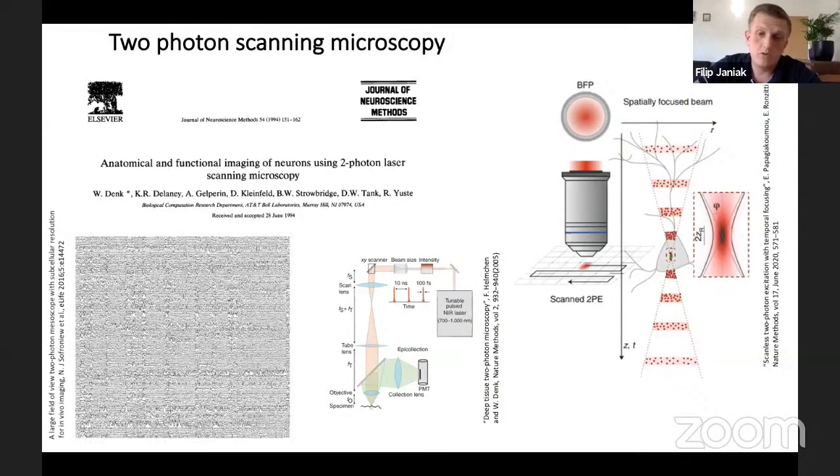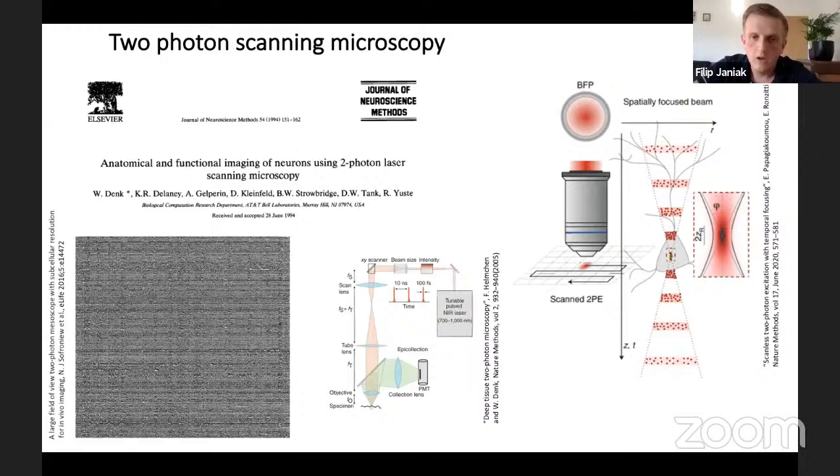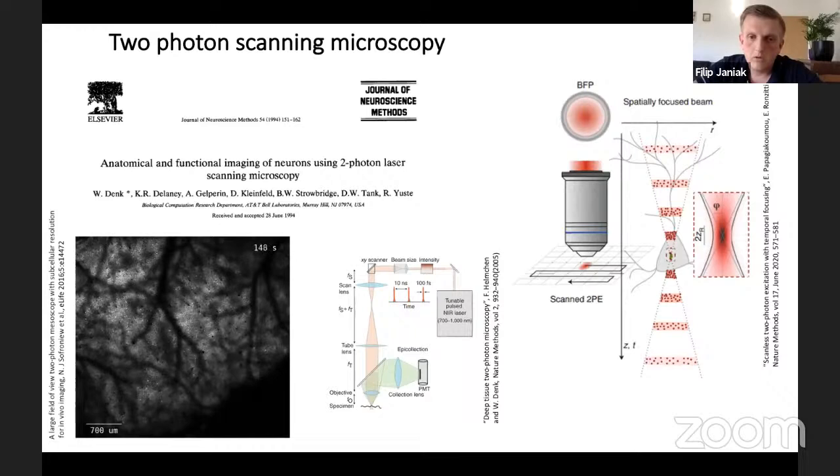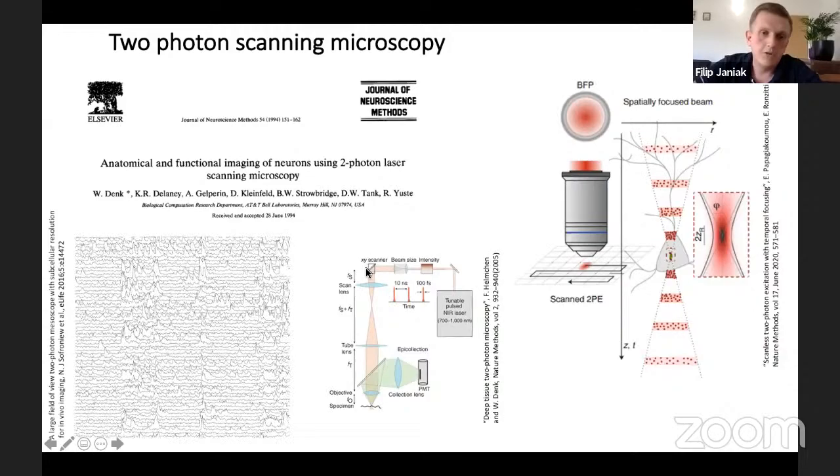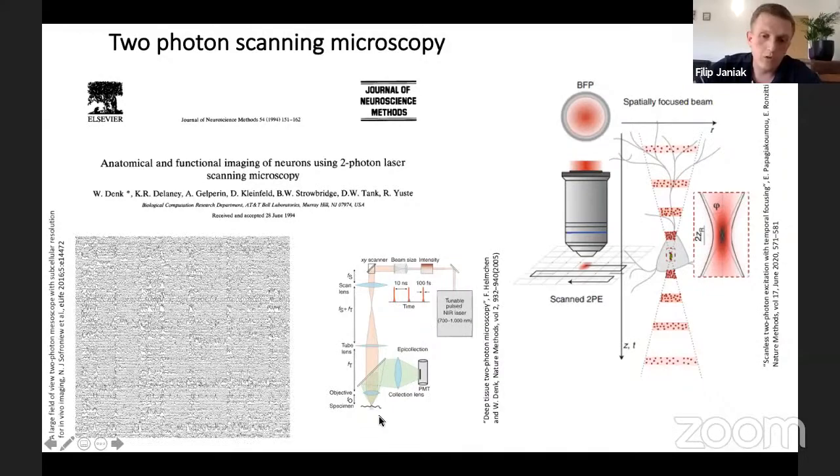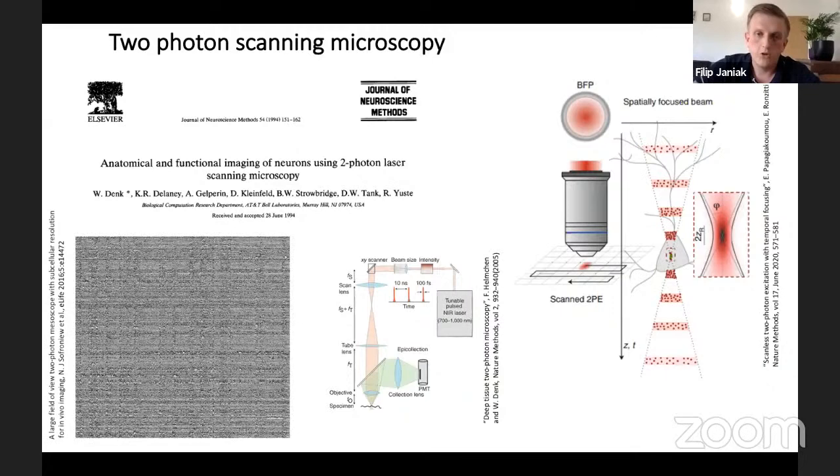A standard two-photon scanning microscopy setup is built from a femtosecond light source, very often tunable. After that, a power control unit, typically a Pockels cell, a beam expander, scanning mirrors, so galvanometric or resonant mirrors, a scan lens, a tube lens, and an objective. Below there is a sample, and there is also an independent collection path with the photomultiplier tube.